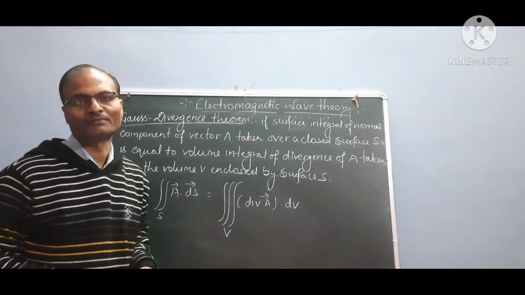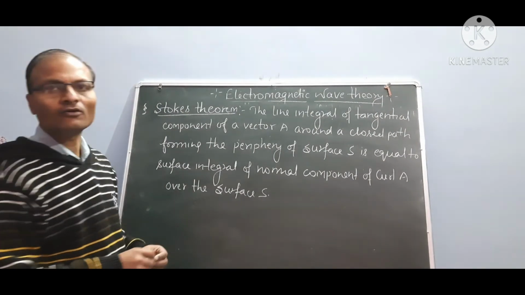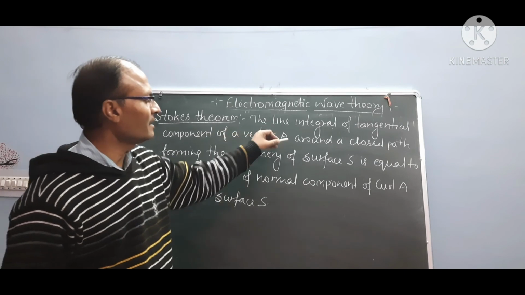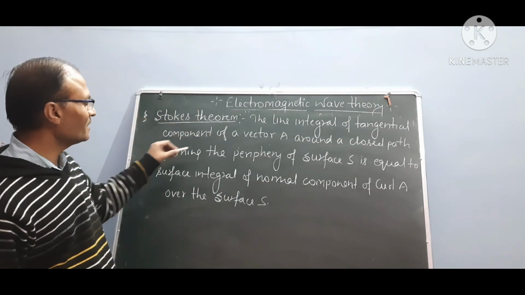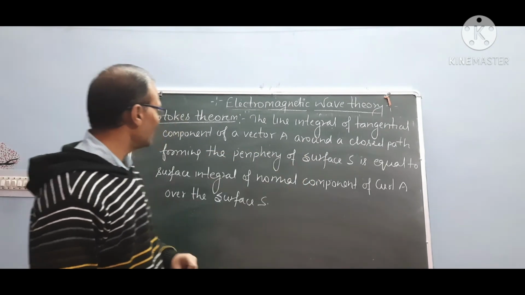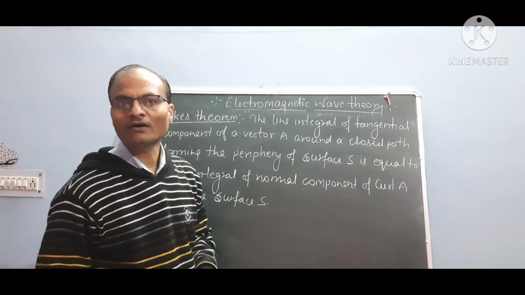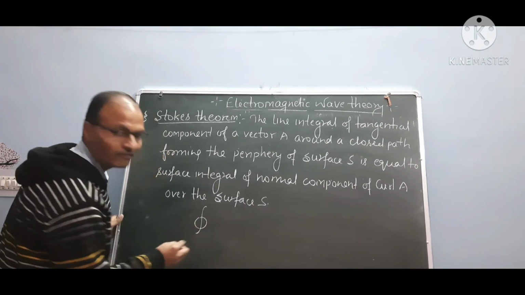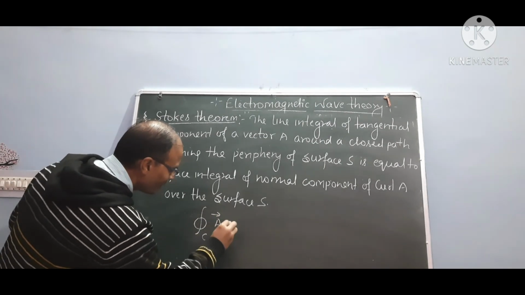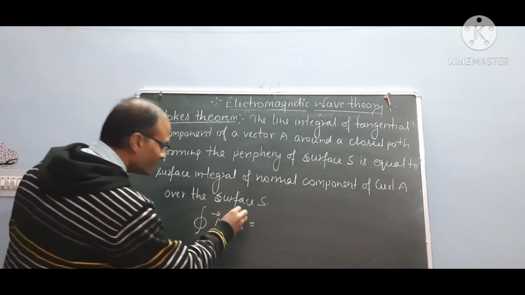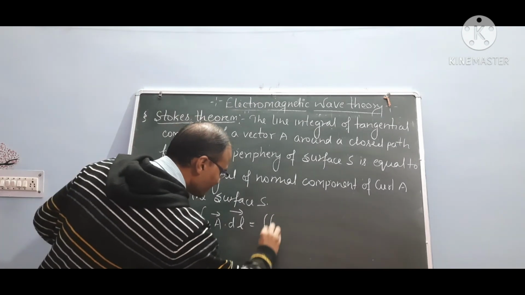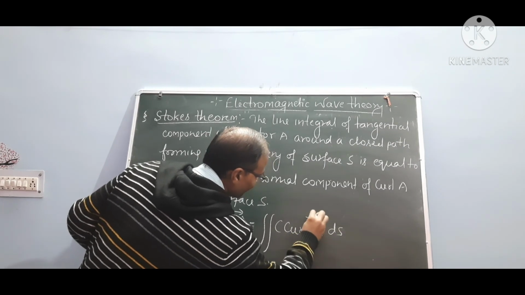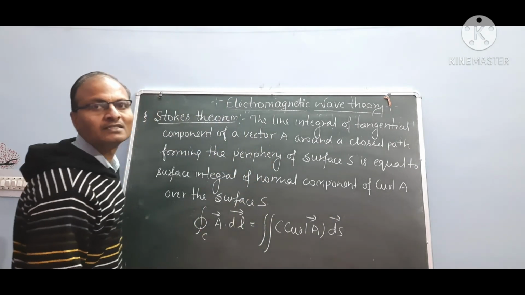And next one, Stokes theorem. According to Stokes theorem, the line integral of the tangential component of a vector A around a closed path forming the periphery of surface S is equal to the surface integral of the normal component of curl A over the surface S. Given the equation, the closed line integral over C of A dot dl equals the surface integral of curl A into ds. This is line integral to surface integral.